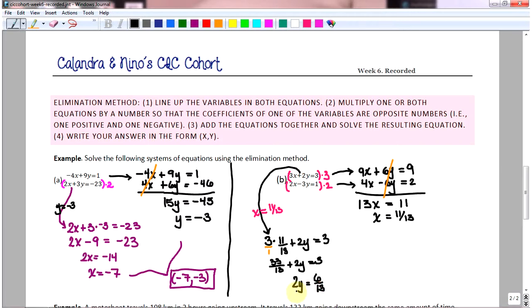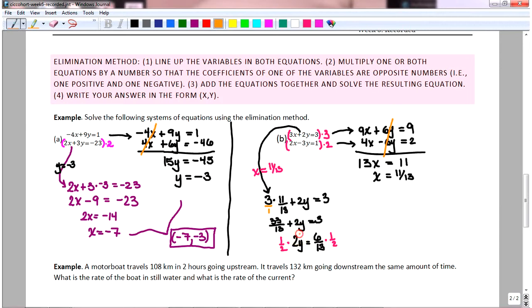So now my last step is to divide both sides by 2, but since I'm dealing with fractions, it's probably easier to think about as multiplying both sides by 1/2. Because when we multiply by 1/2, 1/2 times 2 is just 1, so I'm left with my y. And then I can see that the 2 and the 6 will cancel out, leaving me with 3 over 13. So we see that our final answer is going to be 11 over 13, comma, 3 over 13.